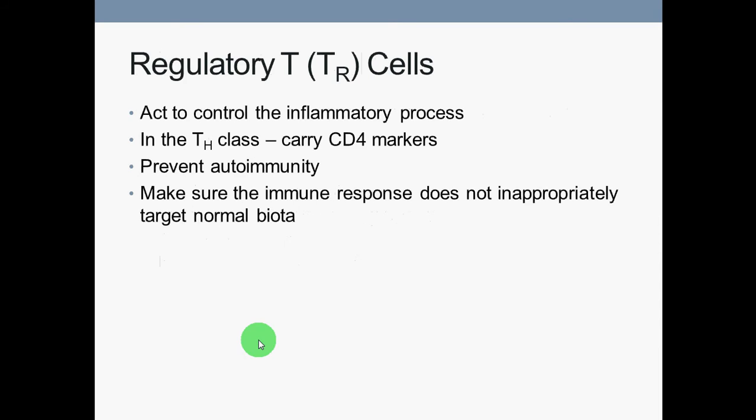The regulatory T cells, again, they act to control the inflammatory response. So they are involved in preventing autoimmunity, so preventing your immune system from attacking itself. They make sure that the immune response does not respond inappropriately to your normal microbes too, which is also very important. Remember, we have these normal microbes that colonize the body and help to prevent infection, so we don't want the immune system to attack them. That's the job of regulatory T cells.